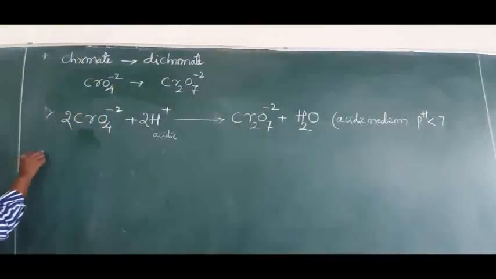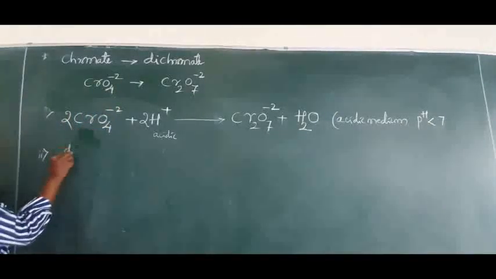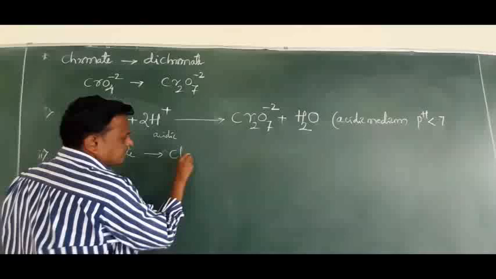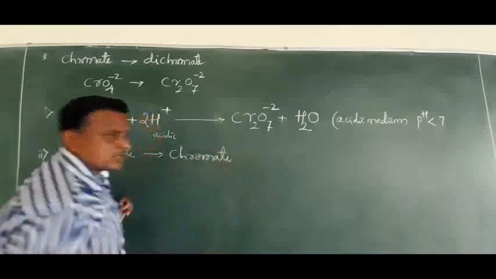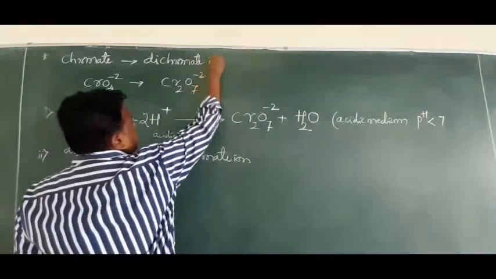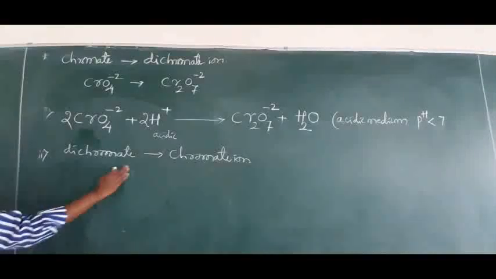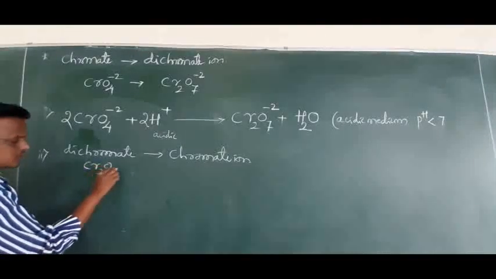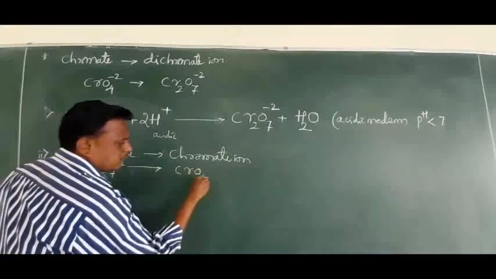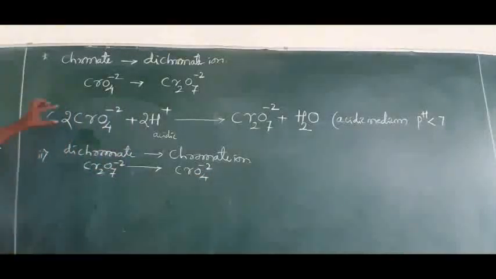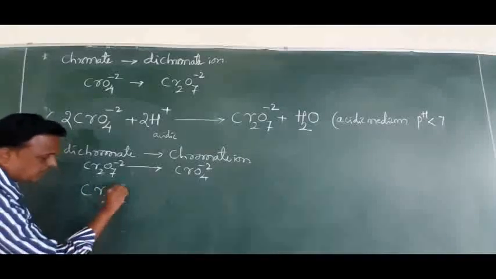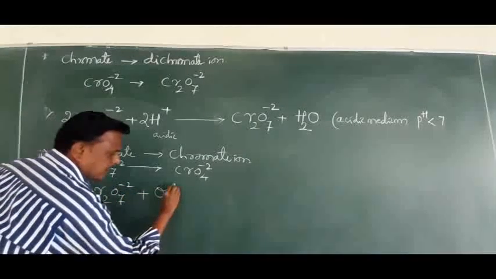Similarly, friends, in the second case, the conversion of dichromate to chromate. You can pronounce it as chromate ion or dichromate ion. So simply, dichromate formula Cr2O7 2-, which is converted into CrO4 2-. Here the previous one was acidic, obviously here it is a basic medium. Cr2O7 2-. Basic stands for OH minus.